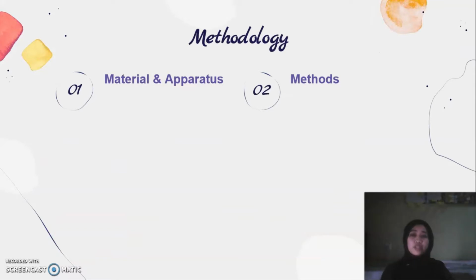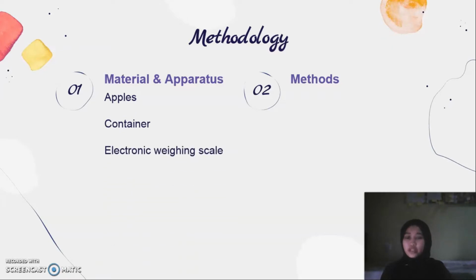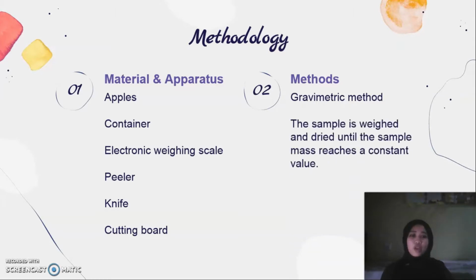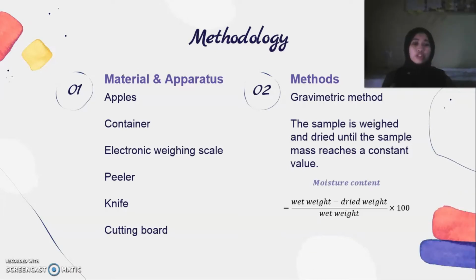In this methodology, we're going to talk about the materials and the methods we need for this experiment. We need an apple as the sample, an experiment container, an electronic weighing scale, a peeler, a knife, and a cutting board. For the method, we use the gravimetric method, where the sample is weighed and dried until the sample mass reaches a constant value. To calculate the moisture content, we're going to use this formula.